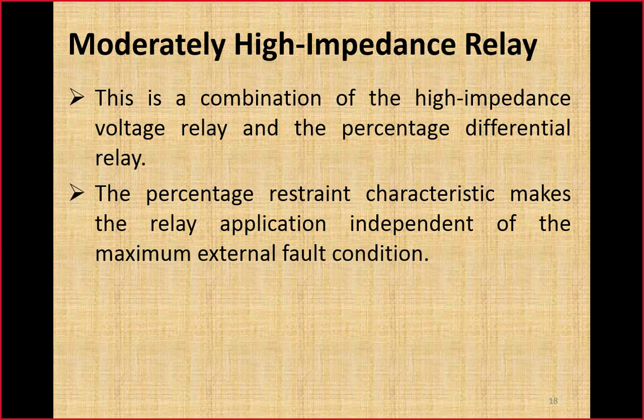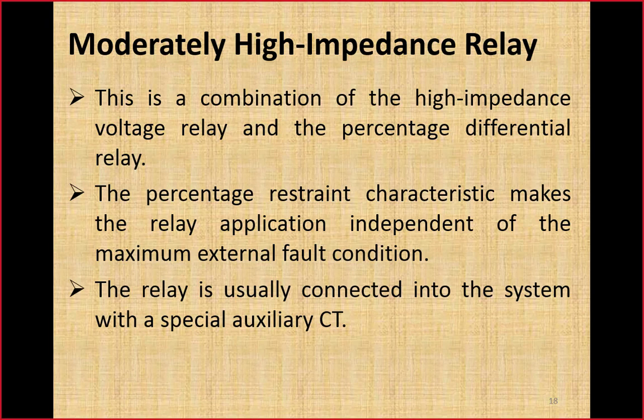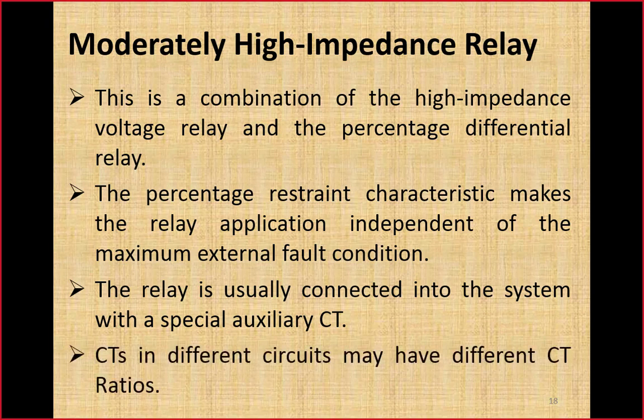So in case of a moderately high impedance voltage relay, the operating voltage of that voltage branch will become a variable percentage of the restraining voltage. So the relay is usually connected into the system with special auxiliary CTs. Use of auxiliary CTs will also remove the binding that the CT ratio must be the same in all the circuits. Now CT ratio could be different. We can equalize the CT ratio with the help of auxiliary CTs. So CTs in different circuits may have different CT ratios.